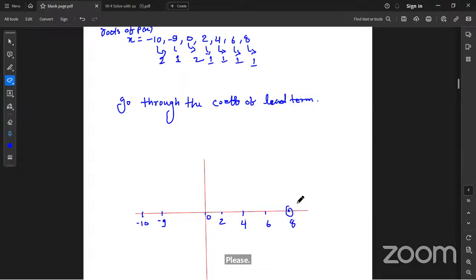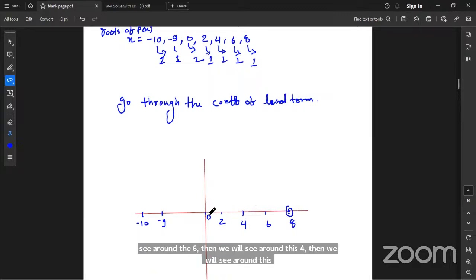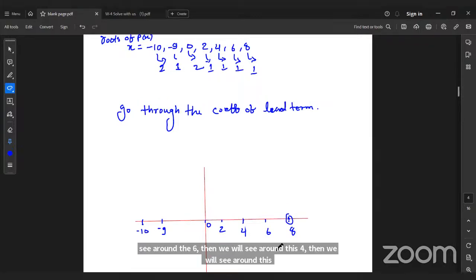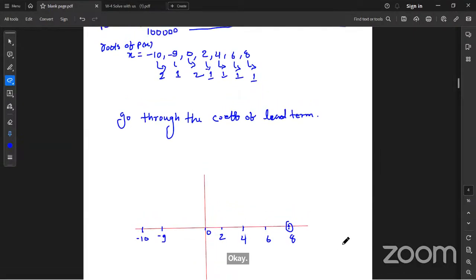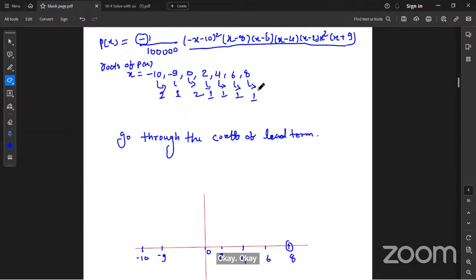Okay, so we are going with this order. We will see around this 8, then around this 6, then around this 4, then around this 2, and then around this 0, and then go like this. Okay. So just tell me, what is the multiplicity of 8? 1, sir. So the curve will be behaving like a straight line, this linear kind of thing. Odd, right? Okay.